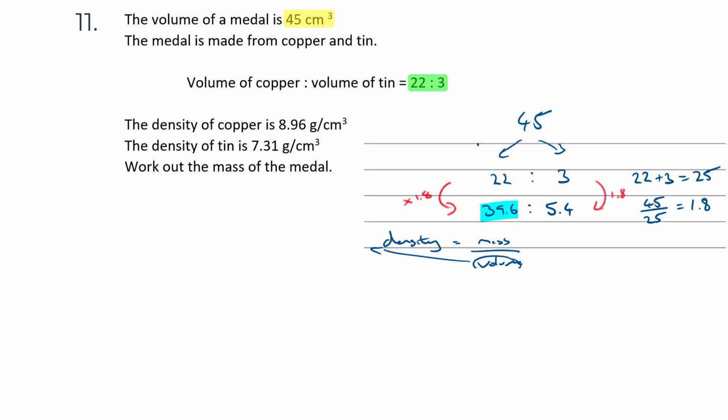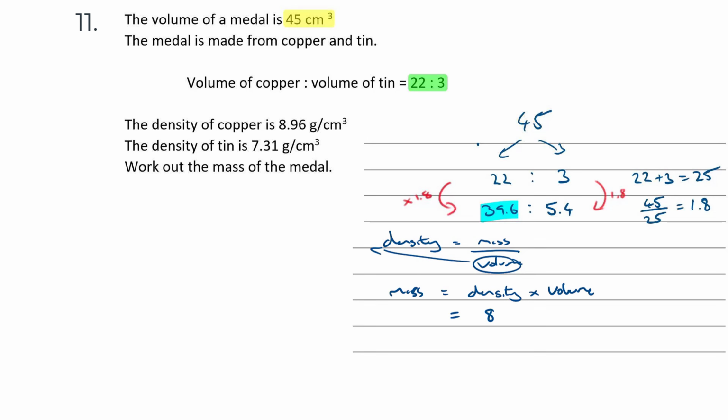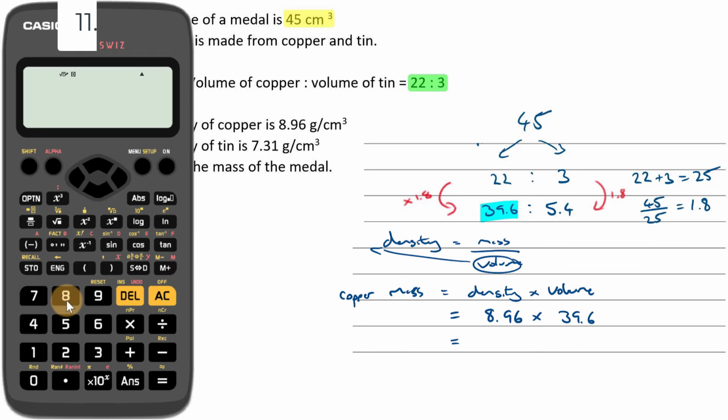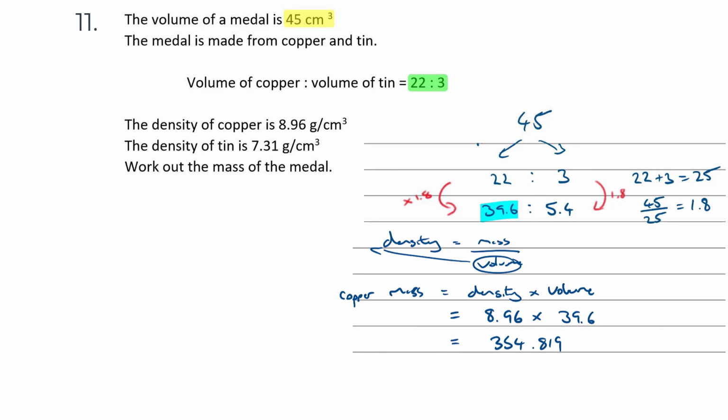So here I know the density is 8.96 for copper, and my volume is 39.6. So my copper mass is going to be those two multiplied together: 8.96 times 39.6. That comes out to be 354.816. I'm just going to write down all the digits for now.